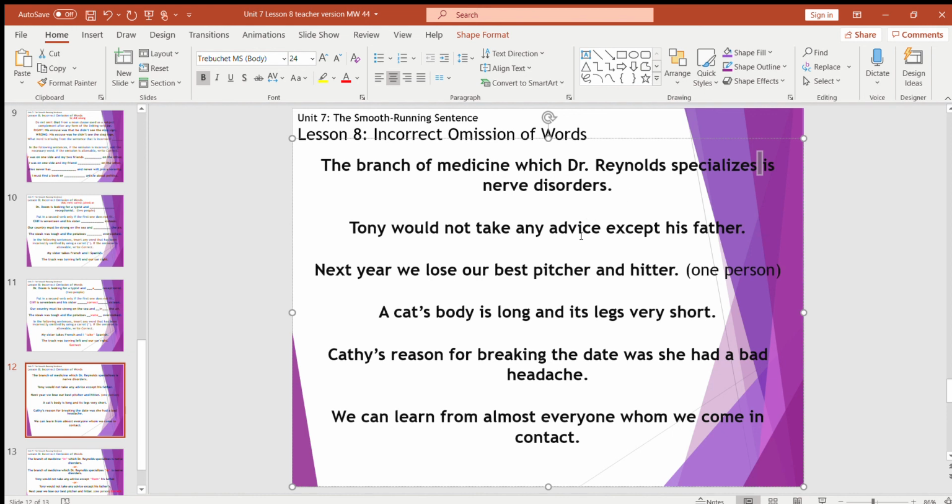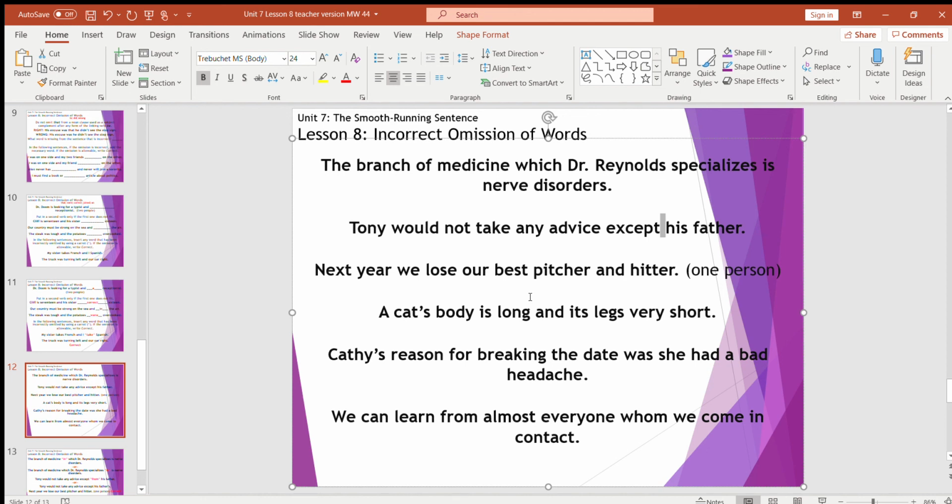Tony would not take any advice except his father. Sounds again like there's a preposition missing. Where should it go? Tony would not take any advice except from his father. That sounds better. Next year we lose our best pitcher and hitter, and we're talking about one person. So is this okay? It is. So you can just go ahead and write correct.